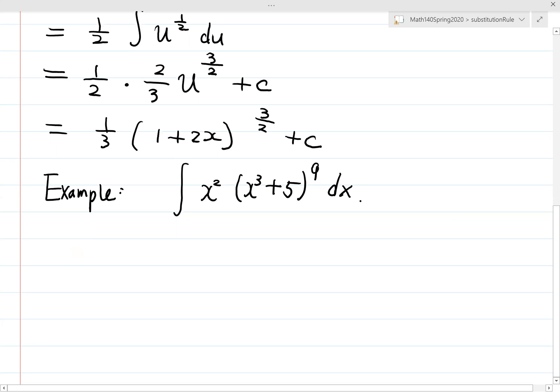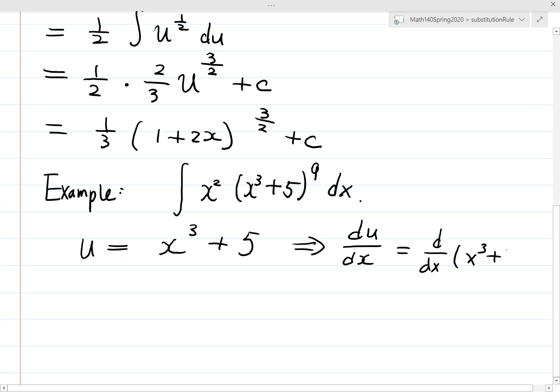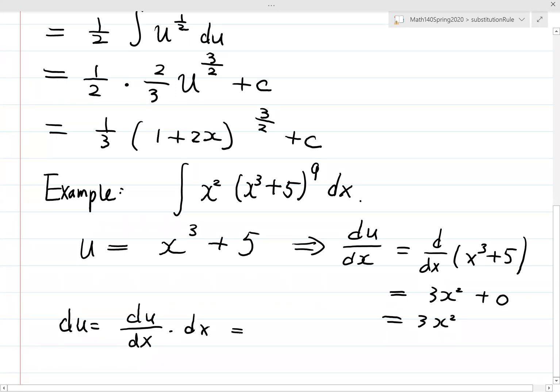So here we let u, since x squared is a polynomial and is easy, we substitute the complicated factor. Let u be x cubed plus 5. Then we take a derivative, du over dx. The derivative of x cubed is 3x squared, and 5 has derivative 0, so this is 3x squared. So you get du will be du over dx times dx, which is 3x squared times dx.